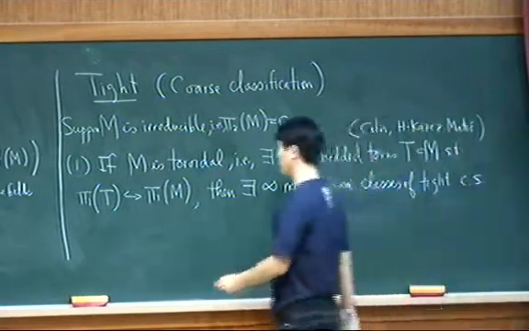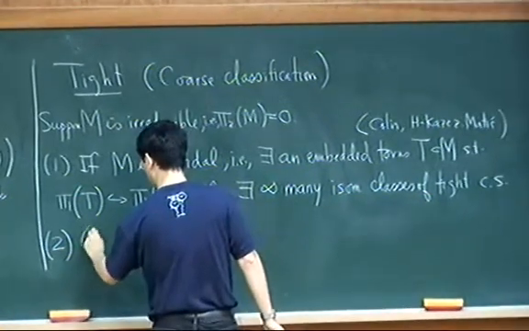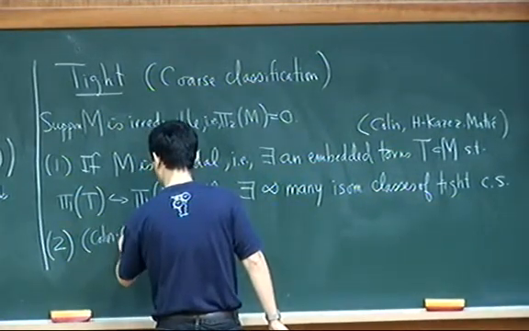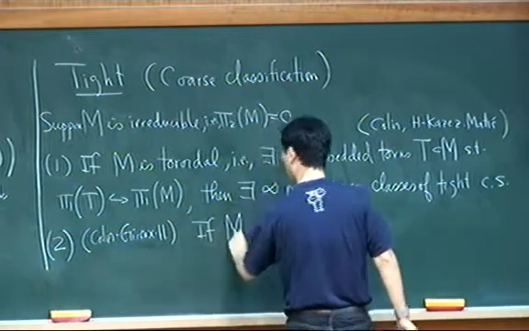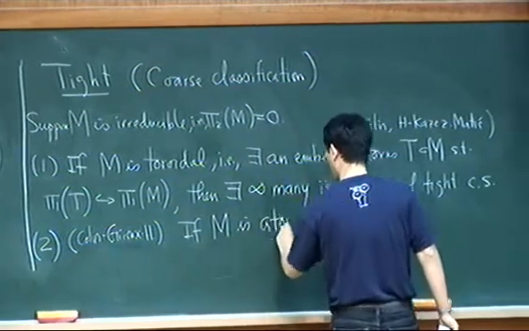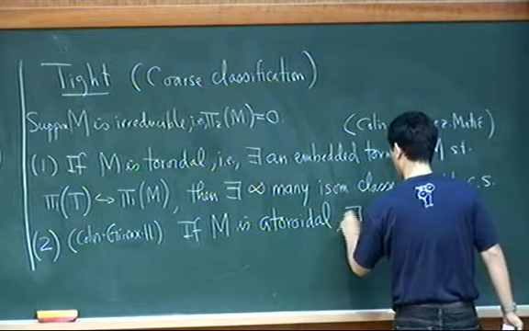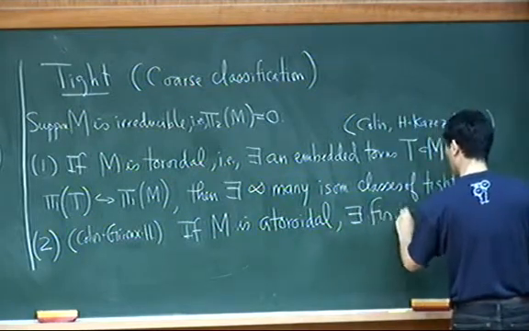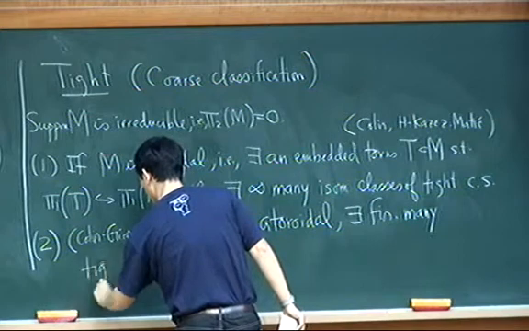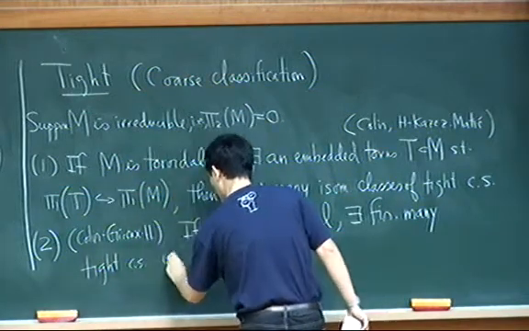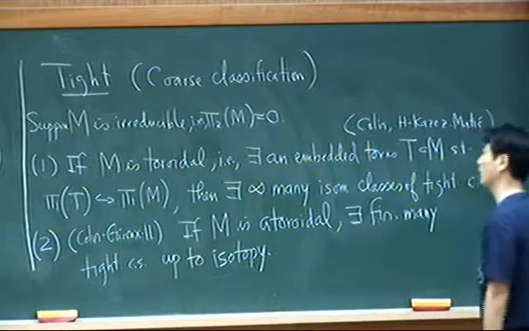independently. And then the second one is what happens when you have something that's atoroidal. This is joint work with Colin and Giroux, so Colin, Giroux, and myself. If M is atoroidal, that's not toroidal, then there exist finitely many tight contact structures up to isotopy. Isotopy just means a one parameter family of contact structures.